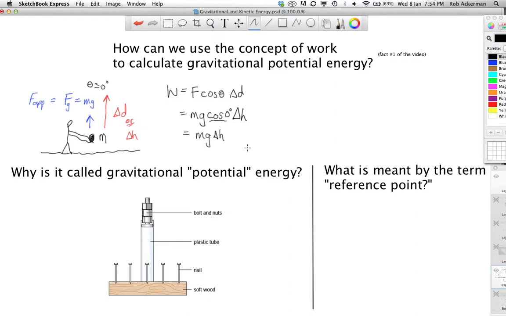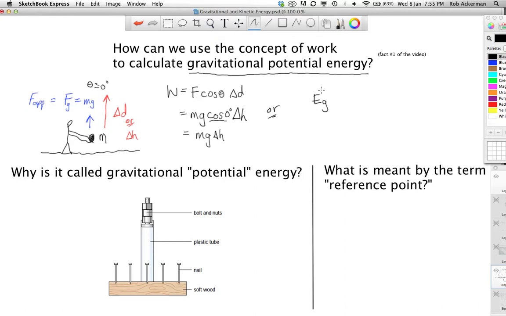And this then is the formula for the amount of work that you do when you lift an object from one place to another. Now, when you do this, what you've actually done is increase its gravitational potential energy. And therefore, what we sometimes do is call this, instead of work, E gravitational.